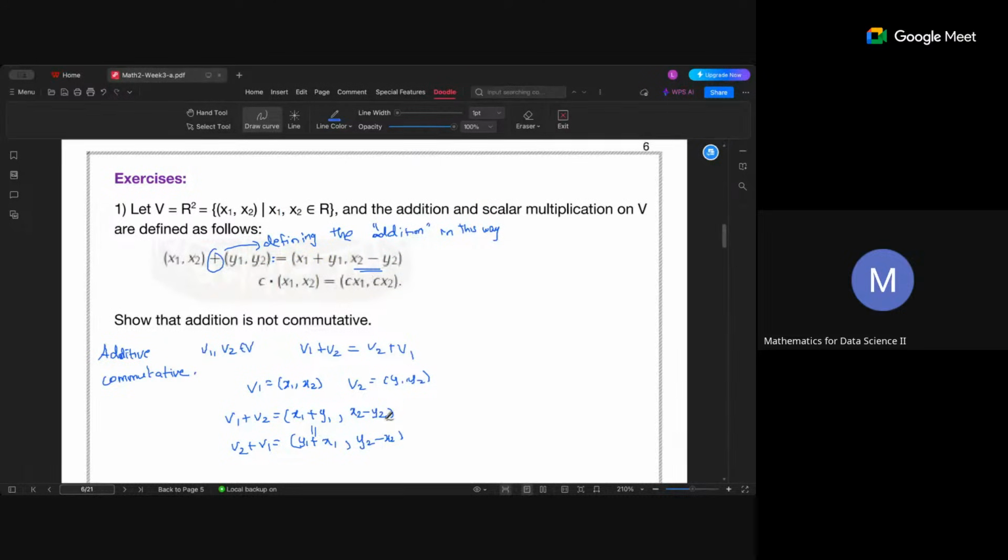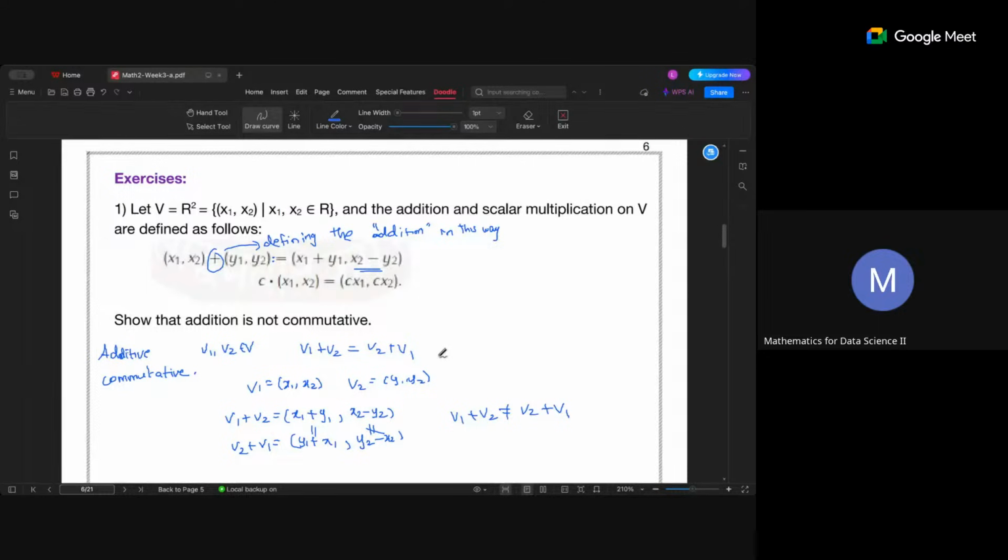What about these two terms? Are they equal? No, ma'am, they are not equal. Okay, these two terms are not equal. So this means V1 plus V2 is not equal to V2 plus V1. So you can see that the addition is not commutative for B.